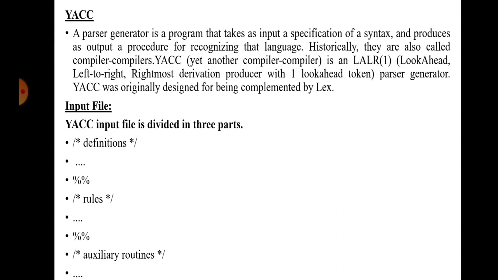The last topic is YACC, the expansion of which is yet another compiler compiler. In the first unit we saw that LEX is used as a lexical analyzer generator. YACC is mainly used for generating the parser, the syntax analyzer. YACC is mainly used to construct the LALR parser, not other parsers.